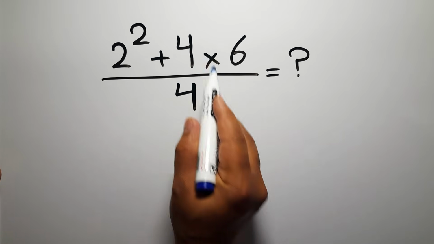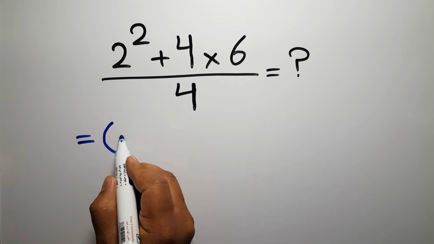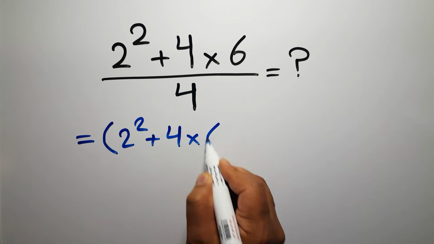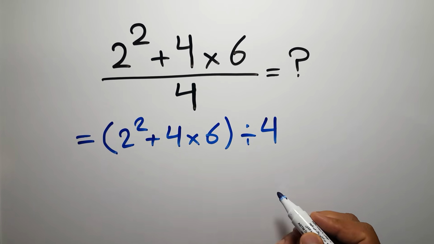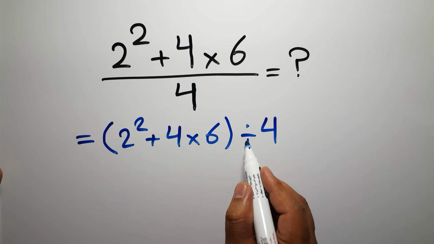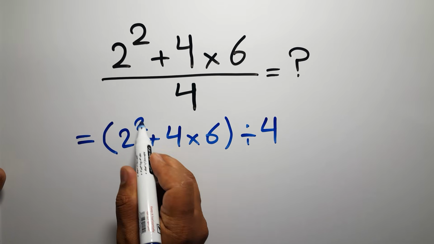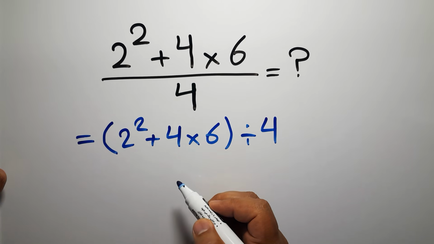First, instead of this fraction, we can write parentheses, the numerator 2 square plus 4 times 6 divided by denominator, which is 4. Now we have these parentheses and this division. Inside this parentheses, we have one exponent, one addition, and one multiplication.